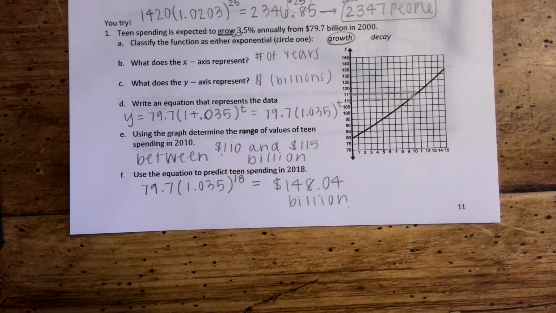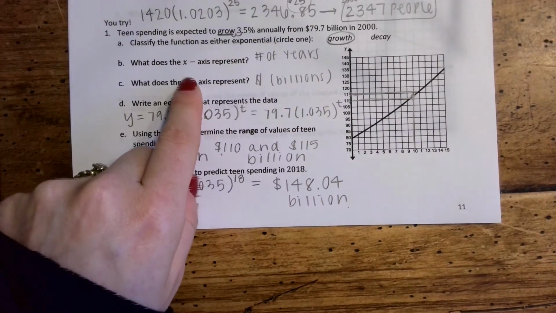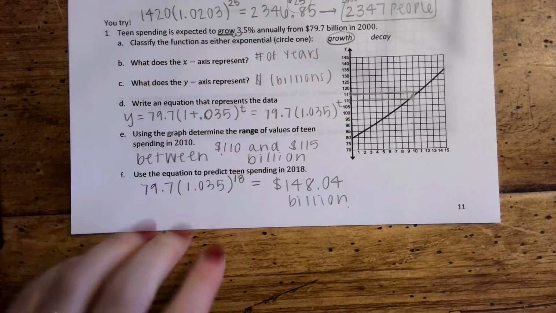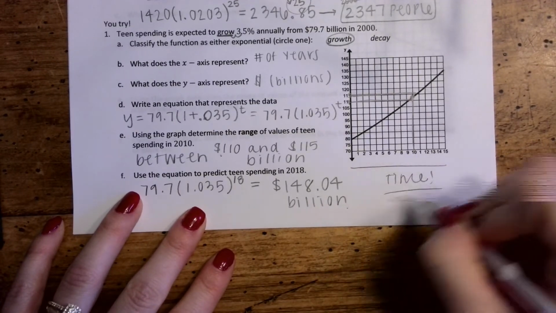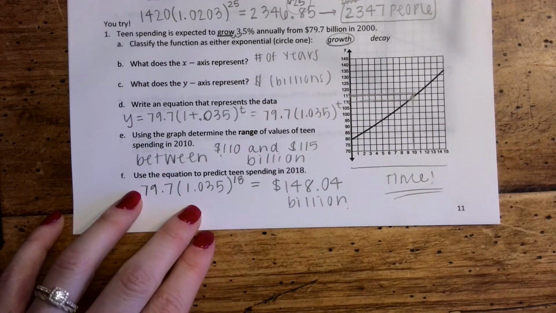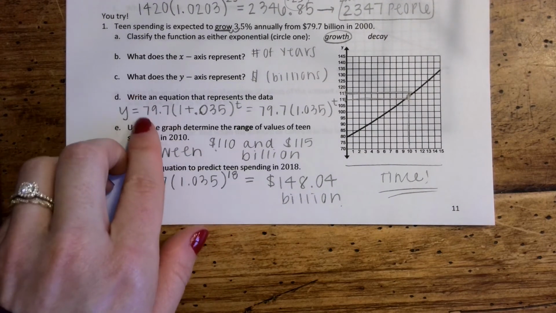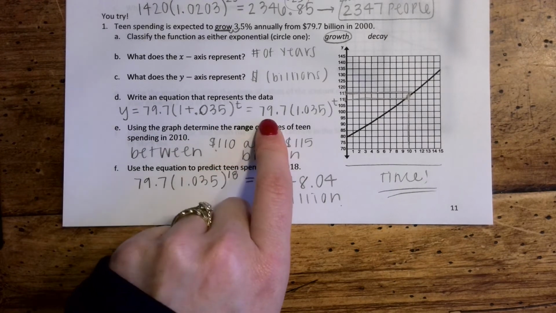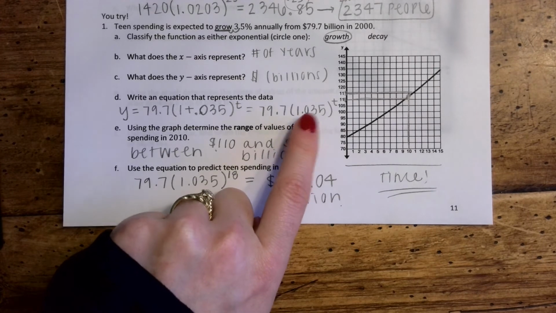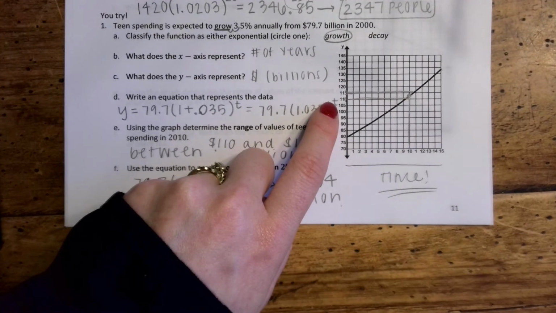Here are my answers for the next example. One hint if you're getting stuck between the x and the y-axis is your x-axis is always going to talk about time. This x-axis here, like 90% of the time, talks about time, so you can use that to help guide you. Again, using the formula that we saw up in the top, I should end up with my starting value of 79.7 and then 1.035 with an exponent of t.